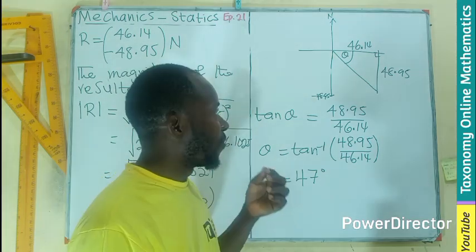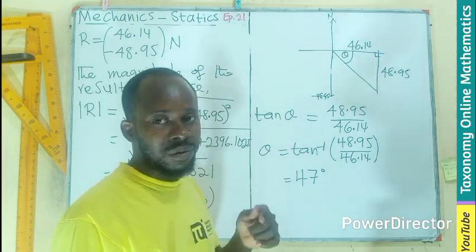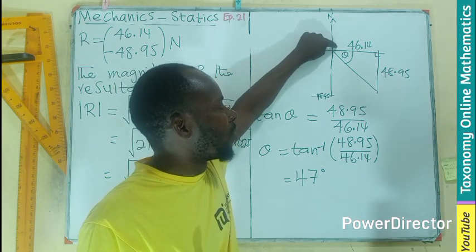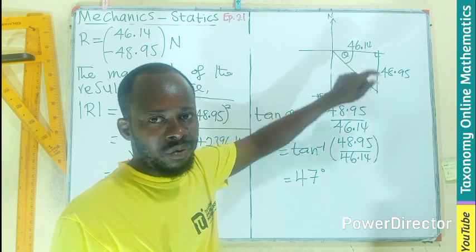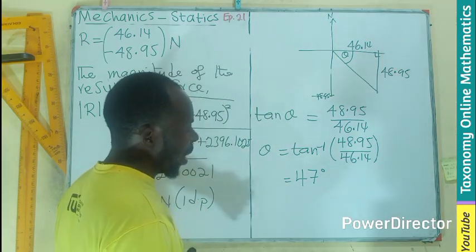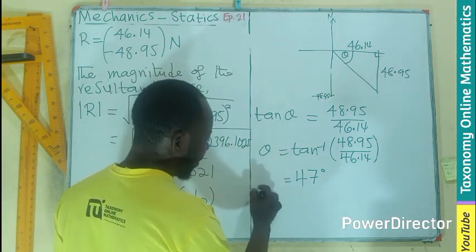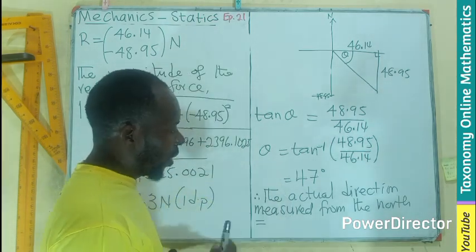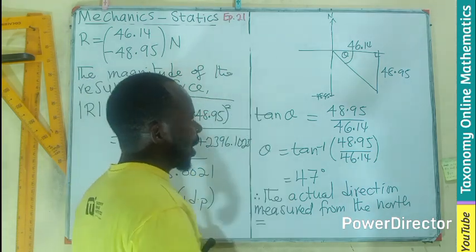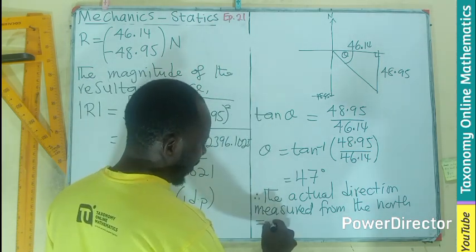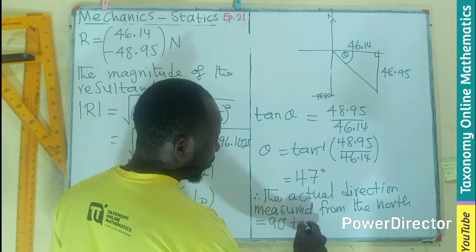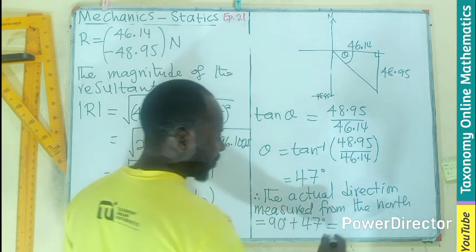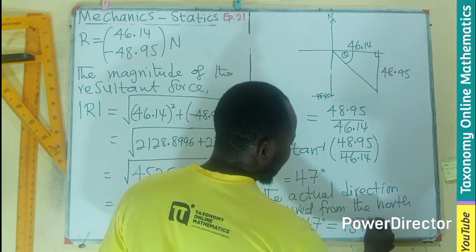Now remember, we are looking for the direction of the force, which is always measured from the north. Measuring from the north, you measure an angle of 90 before you come to theta, which is 47. So we go for the actual direction. The actual direction measured from the north: remember, we measured a value of 90 degrees, then 47 degrees, and that gives us 137. So we have 137 degrees.